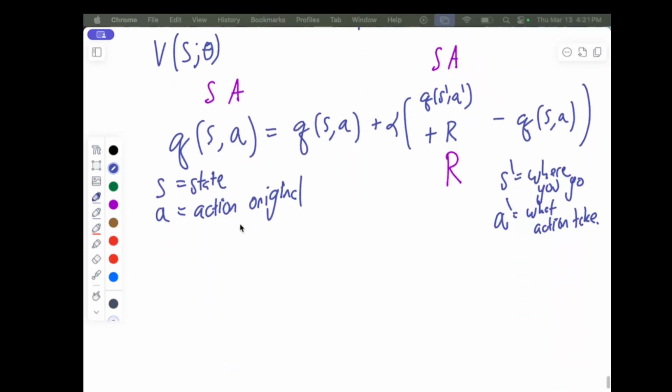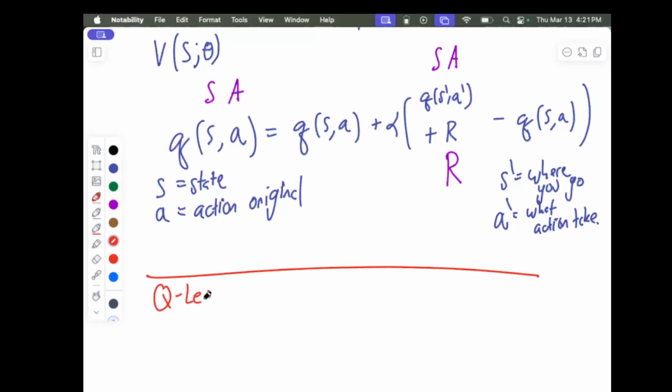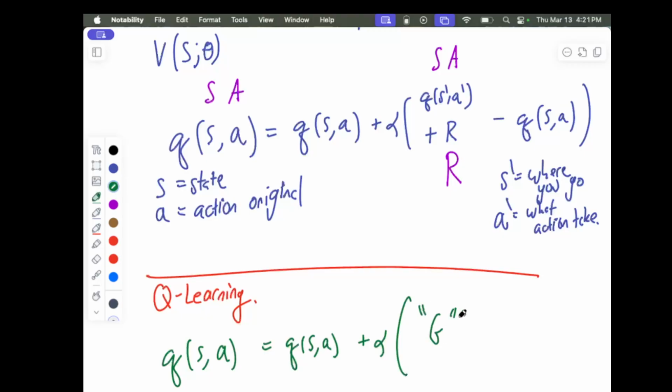Then there is Q learning. There's something completely different. What is Q learning? Okay, so Q learning, same exact setup. We want to learn the Q function. Q of S, A equals Q of S, A plus alpha. And then once again, we have our G in quotes minus Q of S, A.